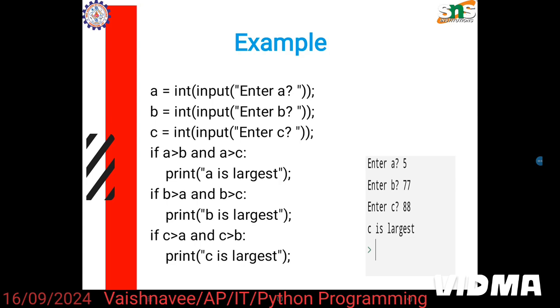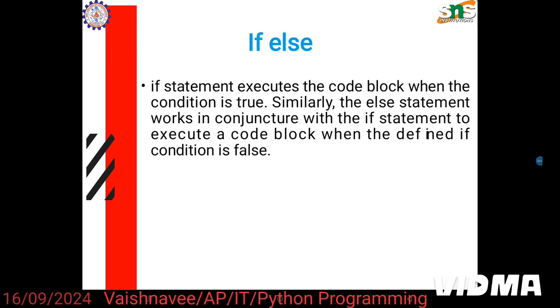So this is the nested if or multiple if. Here we have given multiple if statements. If a is greater than b and greater than c. As we know, the AND operator is used to check whether both the conditions are true or not. So a is 5, b is 77 and c is 88. It will check if 5 is greater than 77, false. So it will come to the next if statement. 77 is greater than 5, yes. But 77 is not greater than 88, so it will come to the last statement. So it will print c is largest.